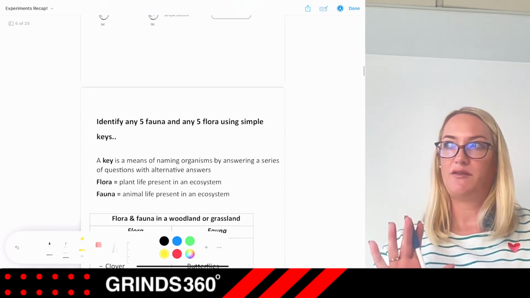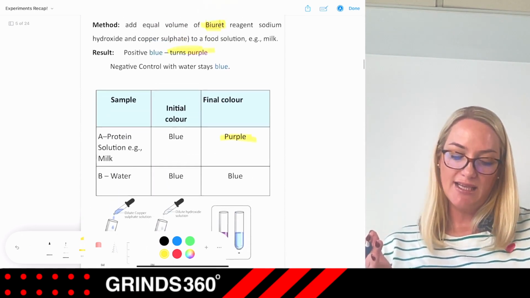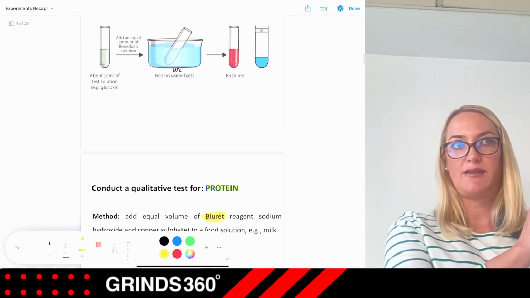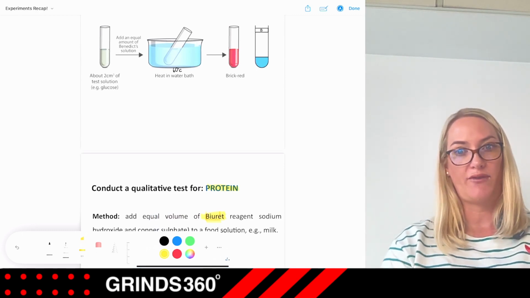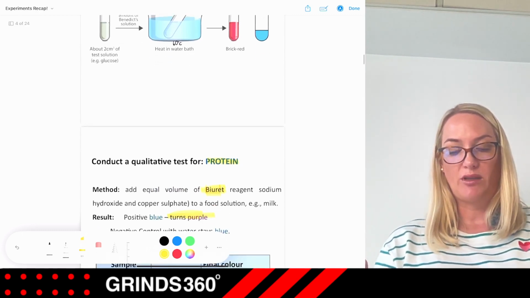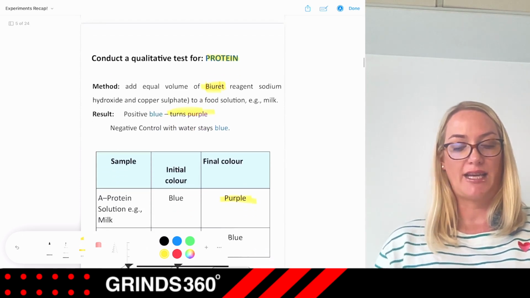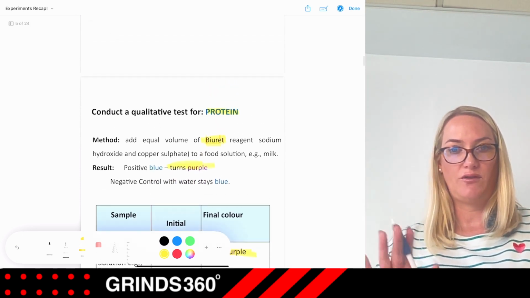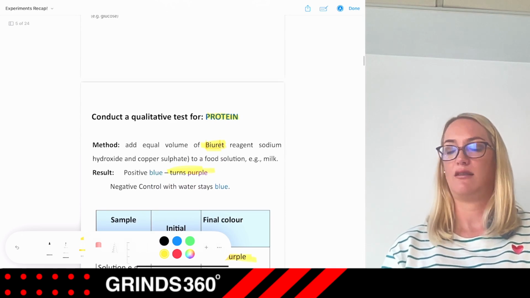Okay, so that's your food tests. Now, food tests can also get asked with question 1 or question 2 with food. So if, for example, you're getting a question on protein, they could also put this in here. So don't ignore the food tests at all.